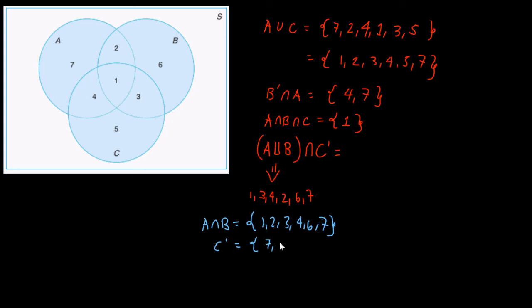Now, in this problem, we have the intersection of this event and this event. The intersection means the common. What is common to them is 2, 6, and 7. So the intersection of A union B and the C complement is 2, 6, and 7. So that is the answer.